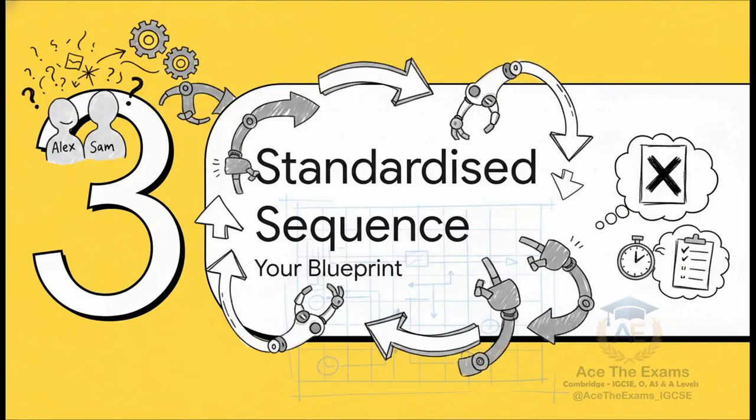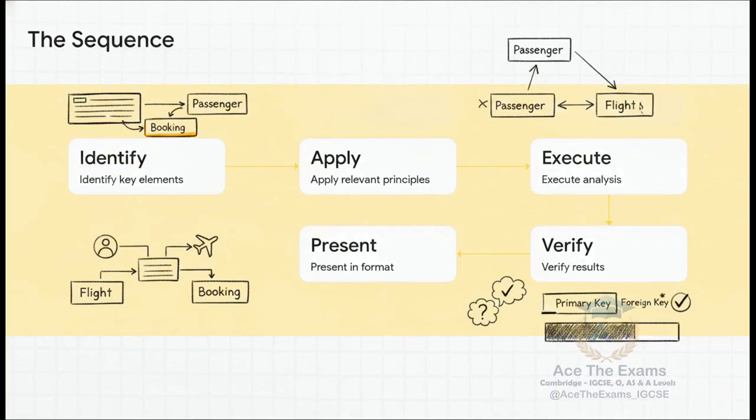All right, Section 3, the standardized sequence. This procedural framework is your blueprint for systematic processing. This brilliantly illustrates the standardized sequence you must use to clearly show you're working and secure those vital method marks. Let's do a quick mental challenge to automate your sequence.